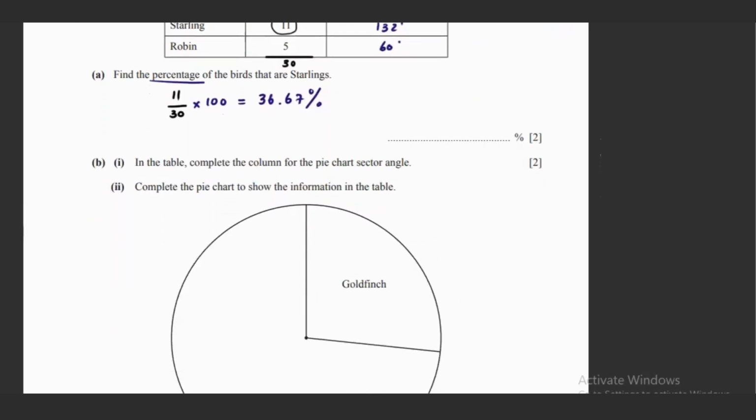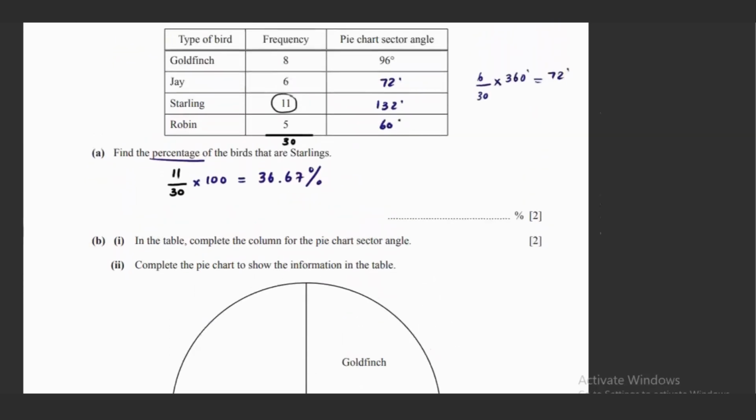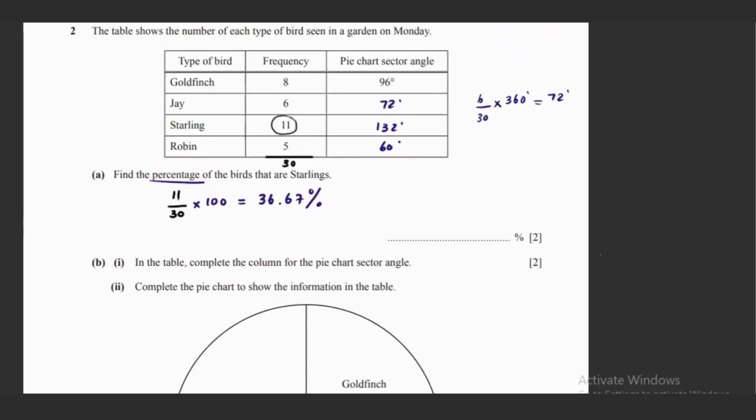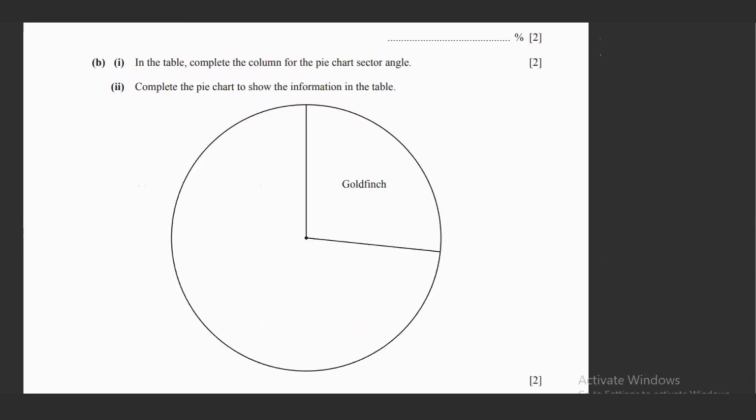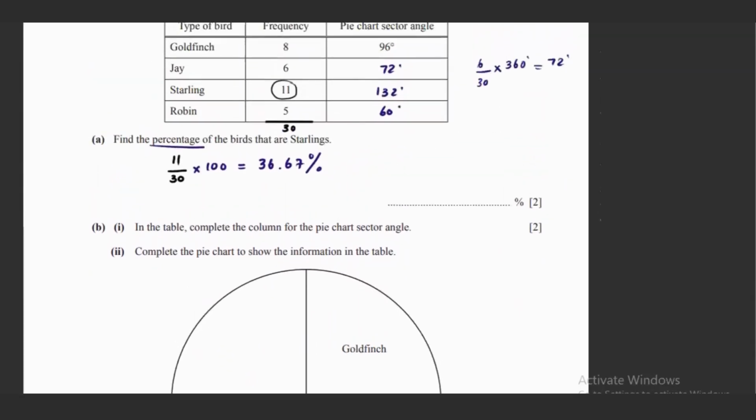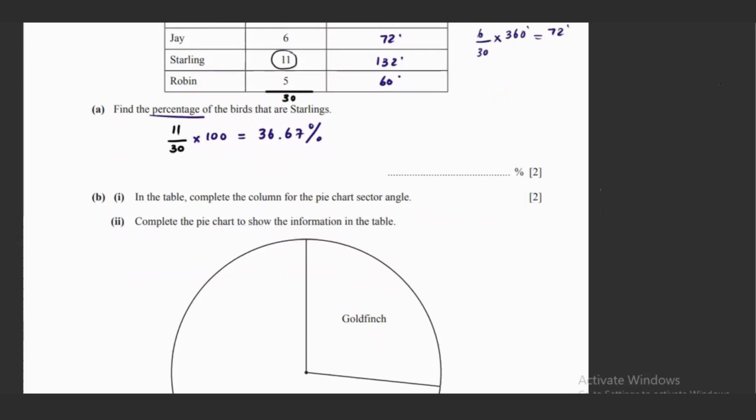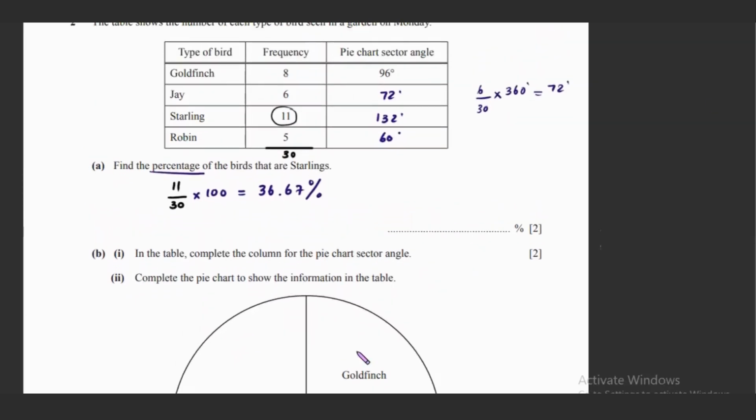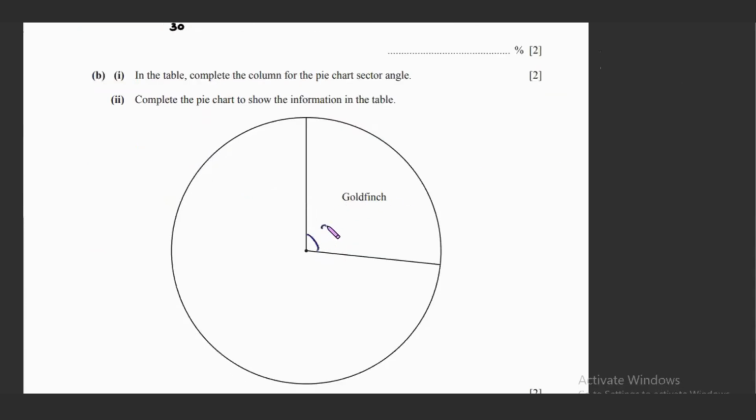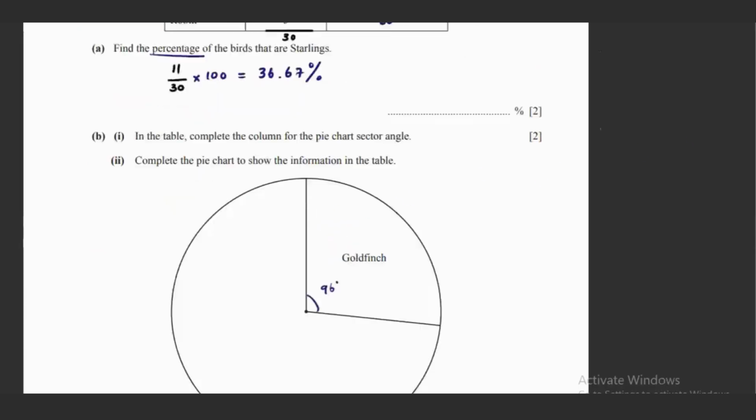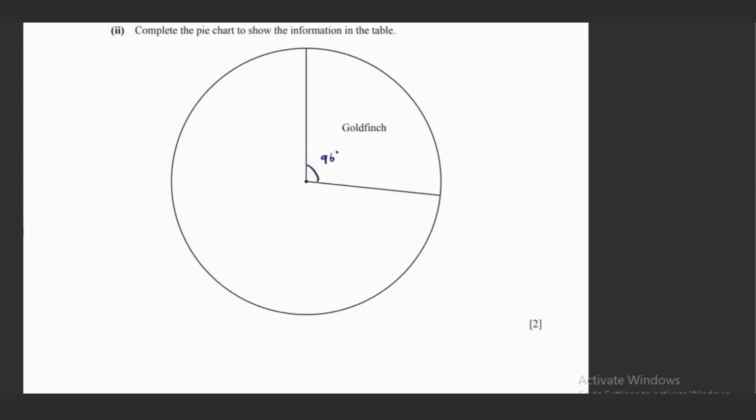Then the next one is to complete the pie chart using the information that we have here. To complete it, we will have to use a protractor. We will have to measure it and then complete this. Goldfinch is already given to us as 96 degrees, so this angle is 96 degrees. The next one is 72 degrees.